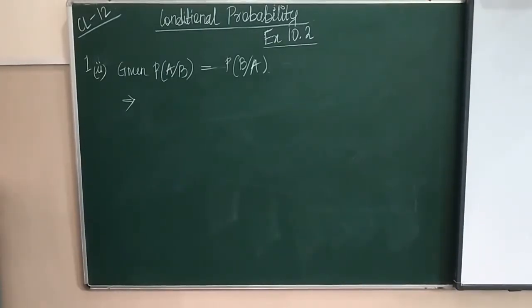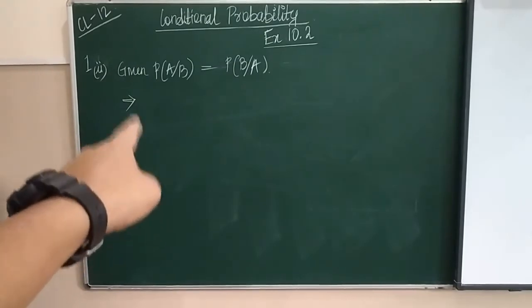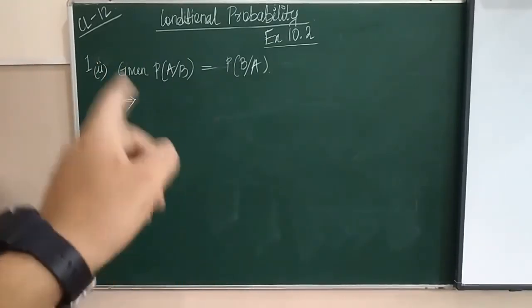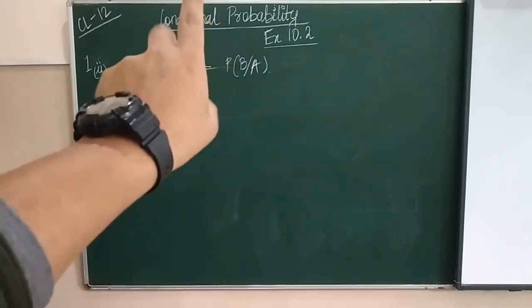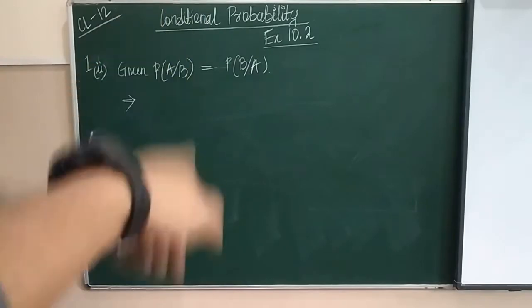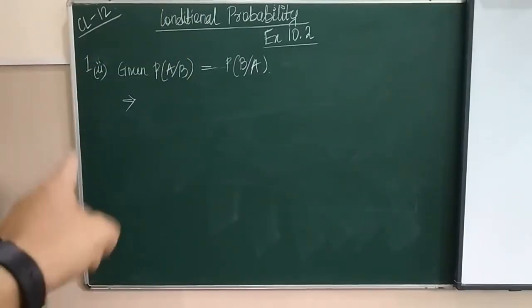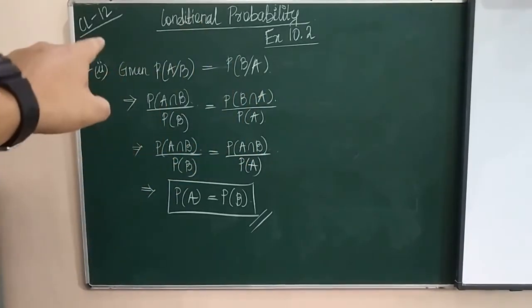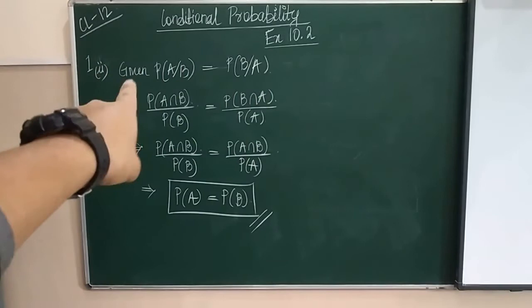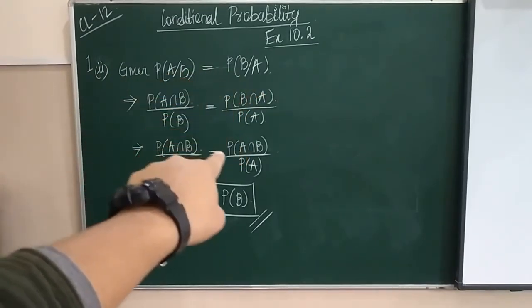Let's move ahead with question number 1, part 2. Given that probability of A/B is equal to probability of B/A, we have to prove that probability of A is equal to probability of B. So what we'll do is, on both sides, we'll put the formulas of P of A/B and P of B/A. P of A/B is given by this formula and P of B/A is given by this formula.